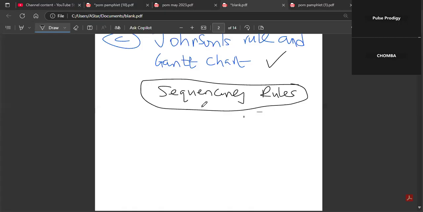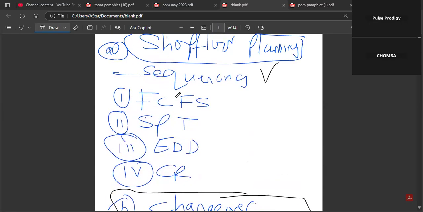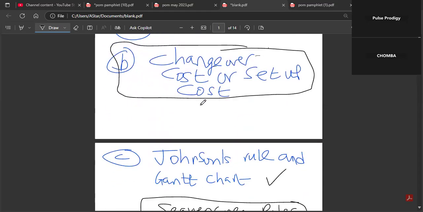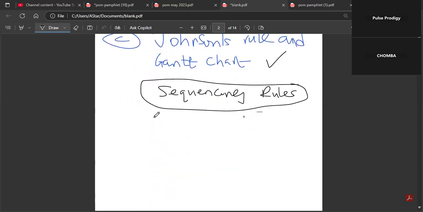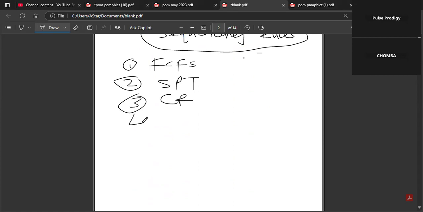So now here, sequencing rules, there are, of course, these ones. There are 4 of them. First come, first serve. Okay, like I've mentioned, for first come, first serve, we have the shortest processing time, the critical ratio, and the earliest due date.